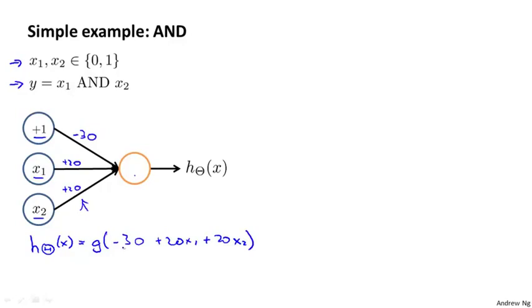Sometimes it's just convenient to draw these parameters up here in the diagram of the neural network. And of course, this -30 is actually theta 1 of 1, 0. This is theta 1 of 1, 1, and that's theta 1 of 1, 2. But it's just easier to think about it as associating these parameters with the edges of the network. Let's look at what this little single neuron network will compute.